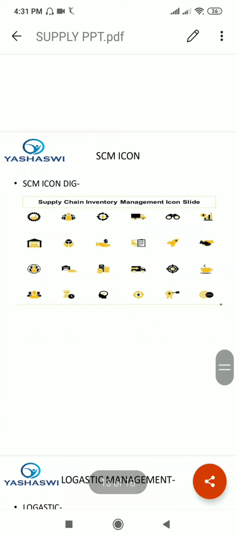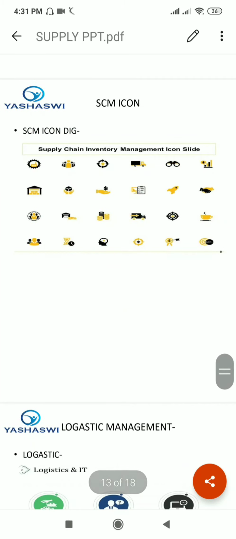Here I am showing some icons related to inventory techniques: a group cycle, a product development cycle, transportation, visual inspection, customer relationship, focus of value, money, mind. All these icons are used.